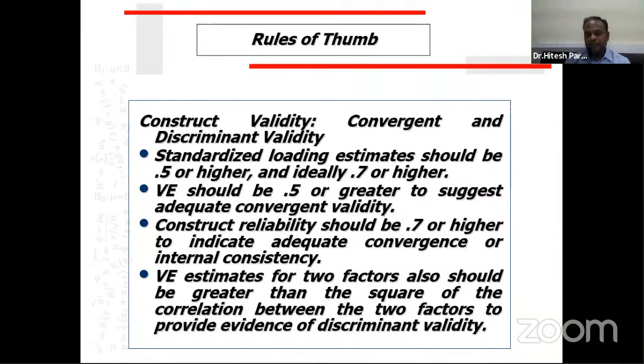and discriminant validity we have established. So to check the discriminant validity, what we need to do is square the correlations between the 2 constructs, and then the square of the correlation should be less than the average variance extracted. Your questions, if any.